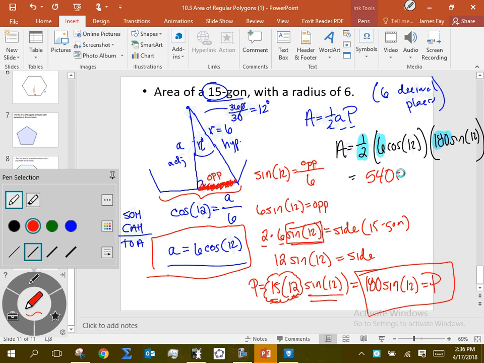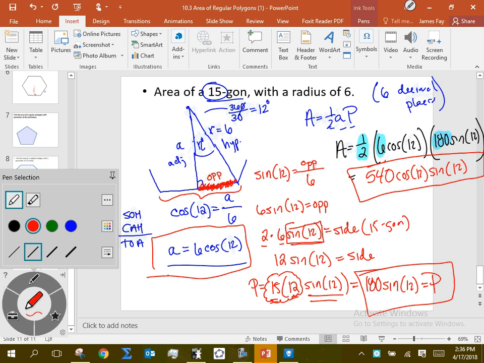Okay, and then I've got my cosine of 12 and my sine of 12. And that is the best way of writing the exact area. Now, I know there's a lot of work there, right? But we have done all of those intermediate steps by themselves at some stage in this course. We're just now putting them together.